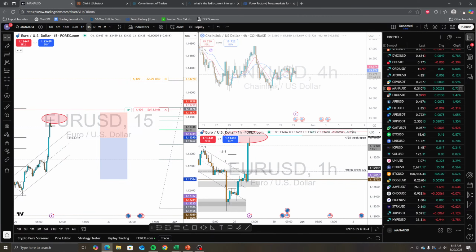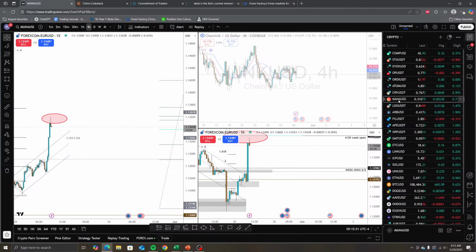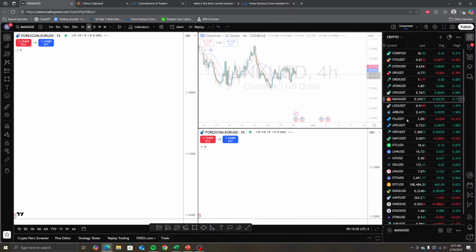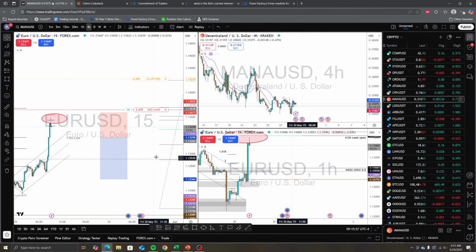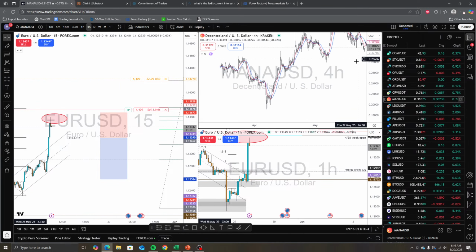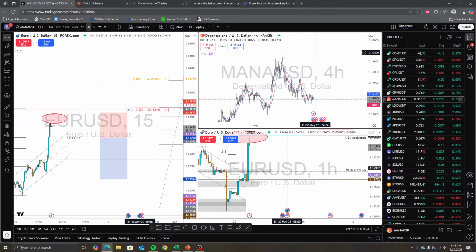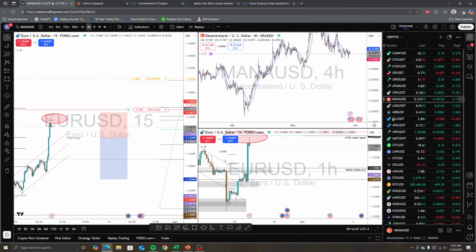Mana sucks. Mana, I don't know, man. Mana was cool in 2021, and then just kind of fell off the map. I know they're still working on the game and stuff, but I don't think it could ever beat Minecraft. Yeah, this is Mana. From 0.19 to where did it go? It went up to 0.4, so that's 100%.